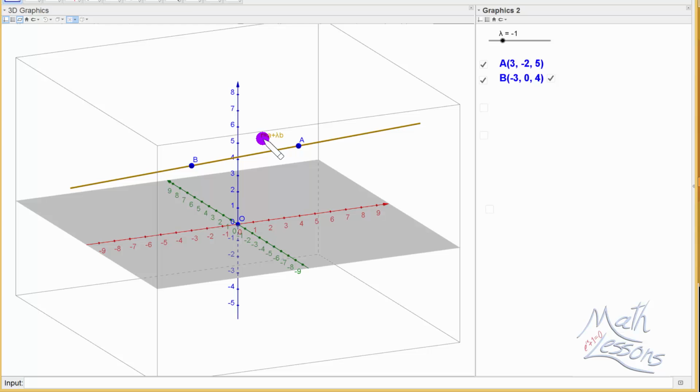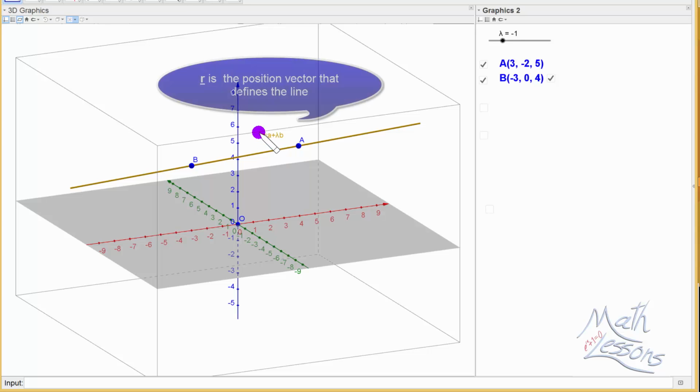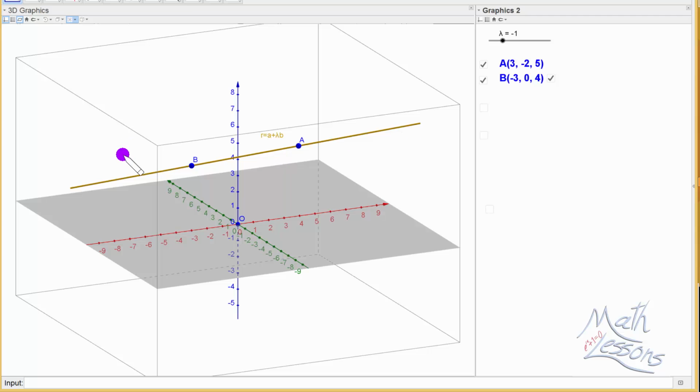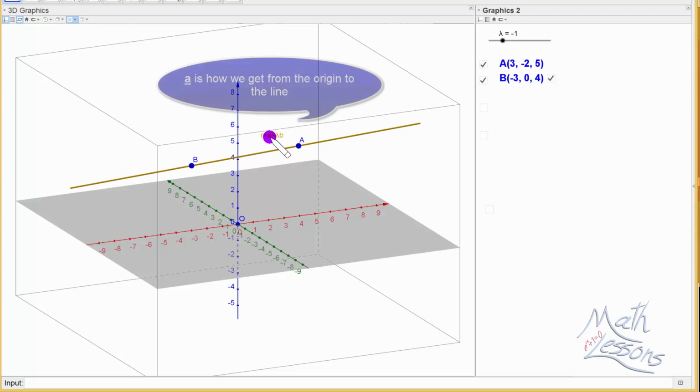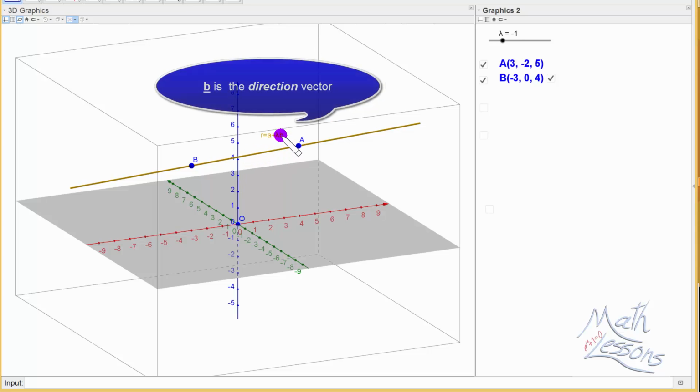And you can see I've pulled up the standard form that we get the vector equation of a line. R, which is a vector, represents this whole line, any position of any point on this line. A is how we get from the origin to the line, and B is going to be the direction vector in the line, and lambda is some multiple of that direction vector.